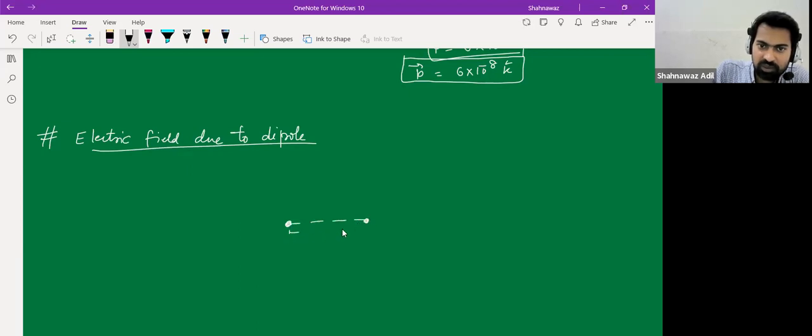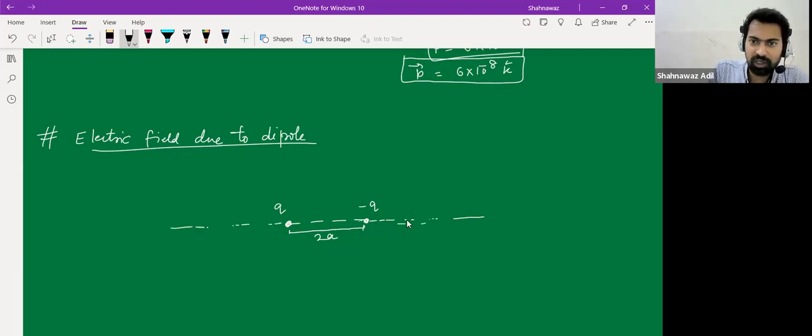and the separation is 2a. So this is Q and this is minus Q. We can calculate the electric field at two points. One point would be on this line, let's say at this point, and one point would be at this other point. Okay.